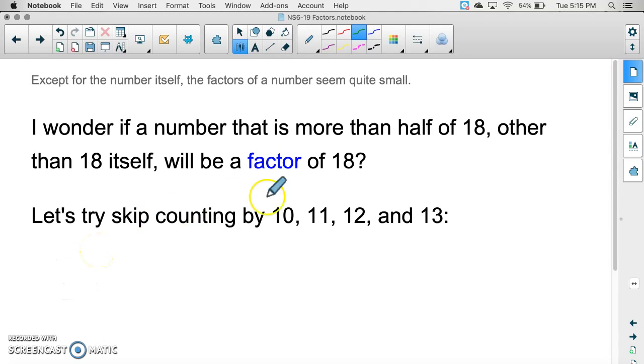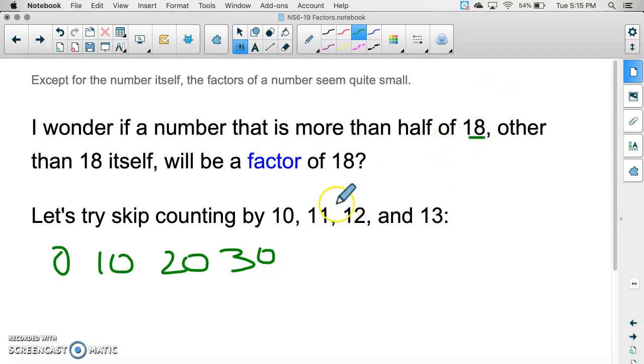18 is 9. So let's skip count by 10. So we have 0, 10, 20, 30. Well, no, we're already past the number 18 that we're trying to get to, so that doesn't work. Let's try 11. So we have 0, 11, 22. No, we're already past 18, the number we're trying to get to. So 11 doesn't work. Let's try 12.